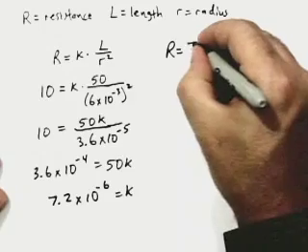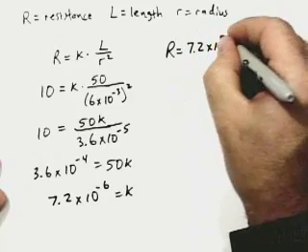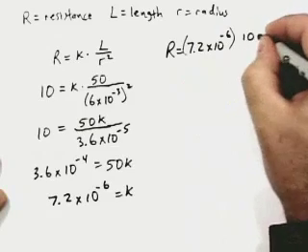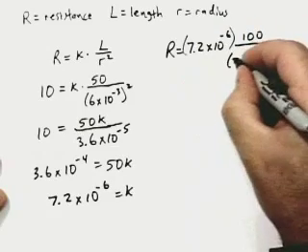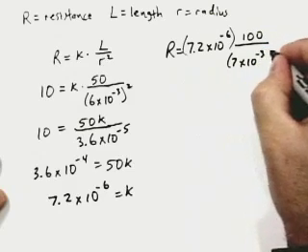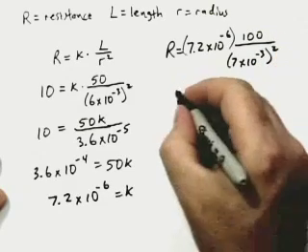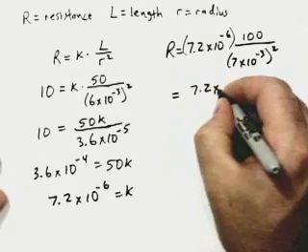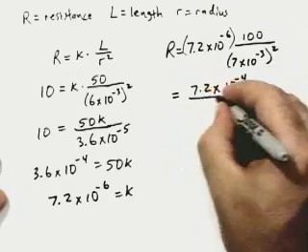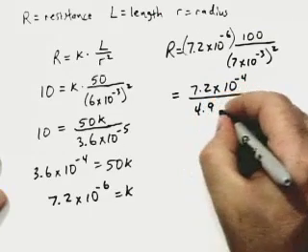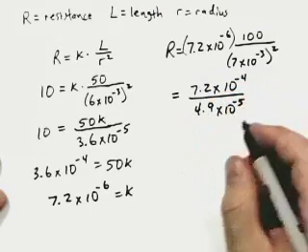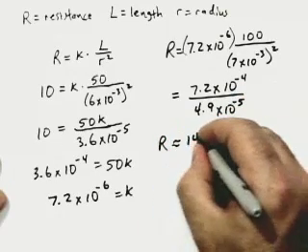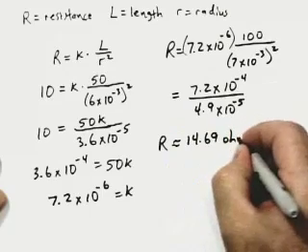So we get R is equal to 7.2 times 10 to the negative sixth. That was our value for K. L is 100, and the radius is 7 times 10 to the negative third, and that's squared. This will give us 7.2 times 10 to the negative fourth divided by 4.9 times 10 to the negative fifth. If we work this out, we'll get that R is approximately 14.69 ohms.